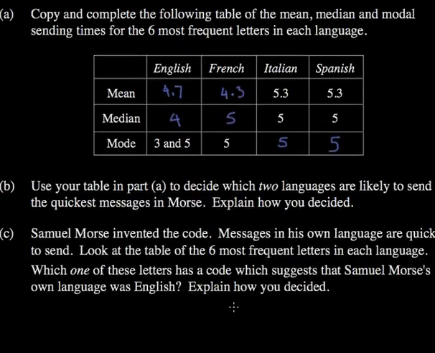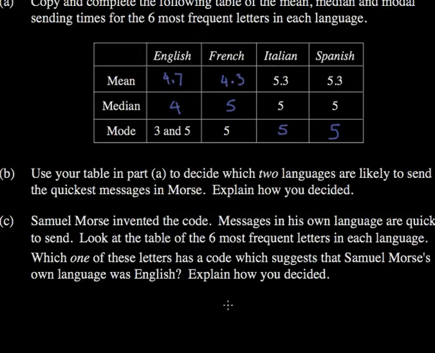What about for part C? Samuel Morse invented the code. Messages in his own language are quick to send. Look at the table of the 6 most frequent letters in each language. Which language has a code which suggests that Samuel Morse's own language was English? Well, it's because it's better for these 2. It had the lowest median and the lowest mode, and that's why it's more favourable to be English, and so that's why we would suggest from this table at least that Samuel Morse was English.